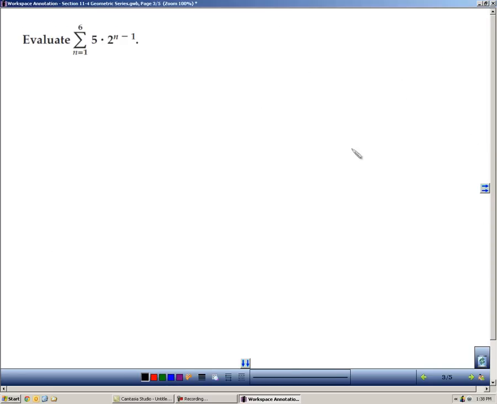Here we're asked to evaluate a series. This Greek letter here is sigma. So this geometric sequence is written in sigma notation. And I can evaluate it in one of two ways. I can just do it by hand or use the formula. I'm going to start by hand just to show you what we're doing.